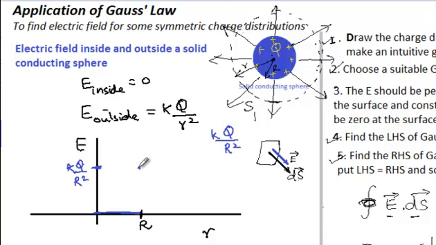So this is the value of the electric field at the surface of the sphere, and the field is going to fall with r. So as r increases, as you move away from the sphere, the field is going to fall as 1 by r square.